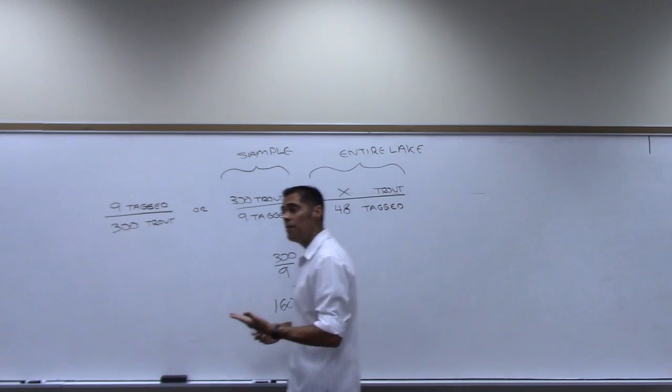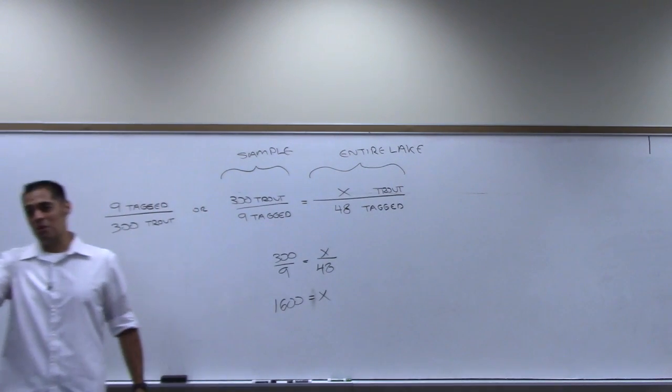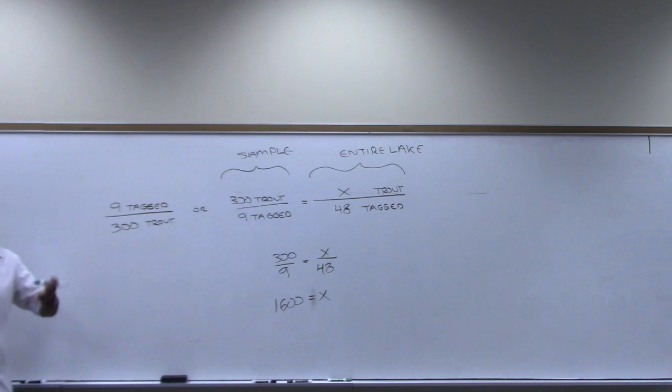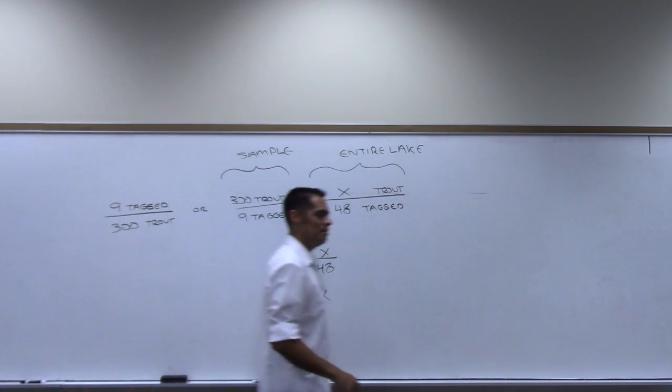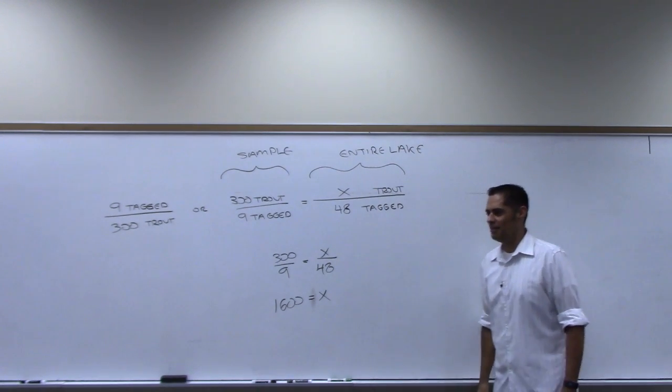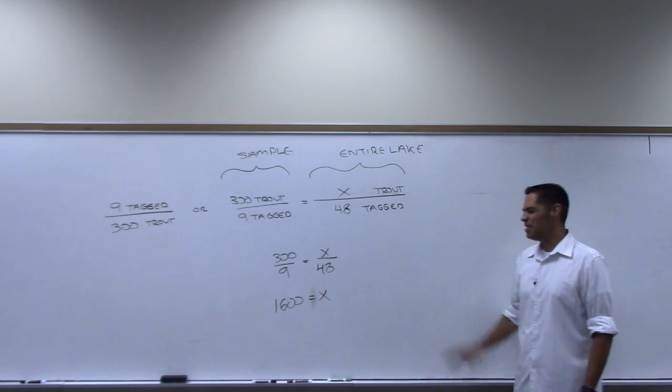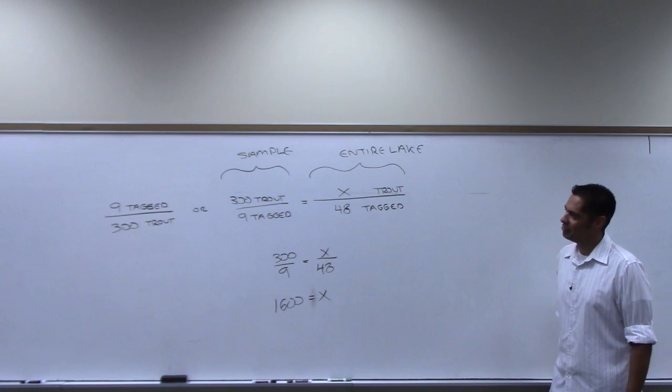Things to be careful with. If you get an answer like 1.42, right, something like that, you want to think about the answer a little bit. It's not going to be possible to have that many fish. This seems reasonable, I don't know.